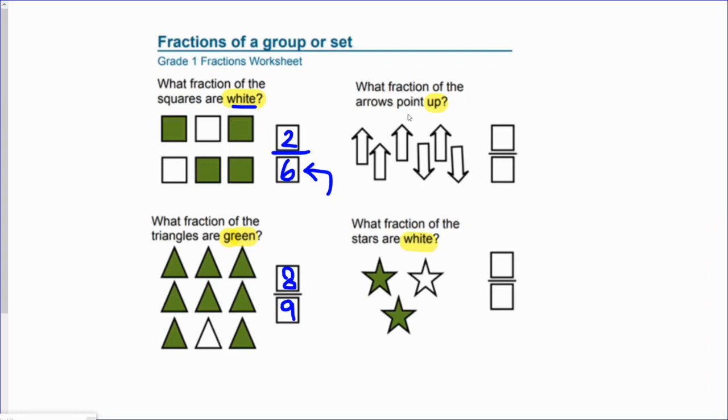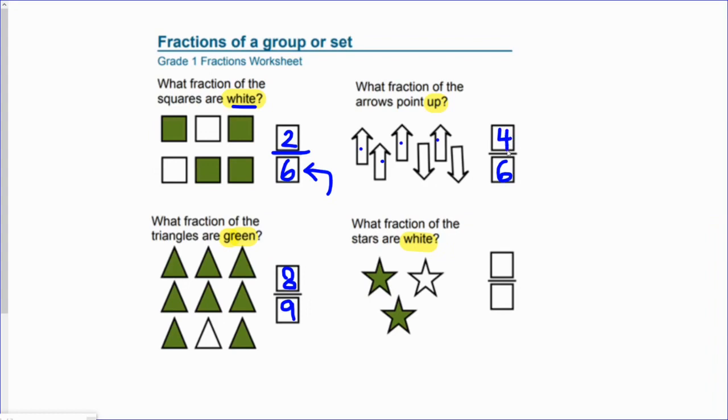This one here says, what fraction of the arrows point up? Let's see how many arrows altogether first. 1, 2, 3, 4, 5, 6. So there's 6 arrows. And how many of the 6 point up? 1, 2, 3, 4. 4 of the 6 point up.